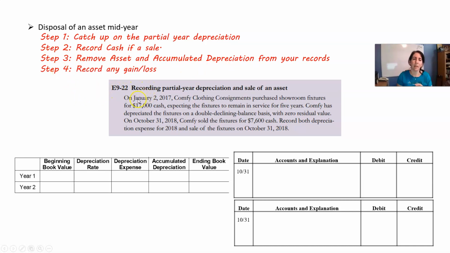All right, let's do this with numbers. Of course they made this more complicated, and it has to be because they threw the double declining balance in here. But let's do this. Comfy Clothing Consignments purchased showroom furniture for $17,000 cash, expecting them to remain in service for 5 years. They depreciated on DDB, double declining balance, with zero residual value. On October 31st, they sold the fixtures for $7,600 cash. Okay, so let's take this apart.